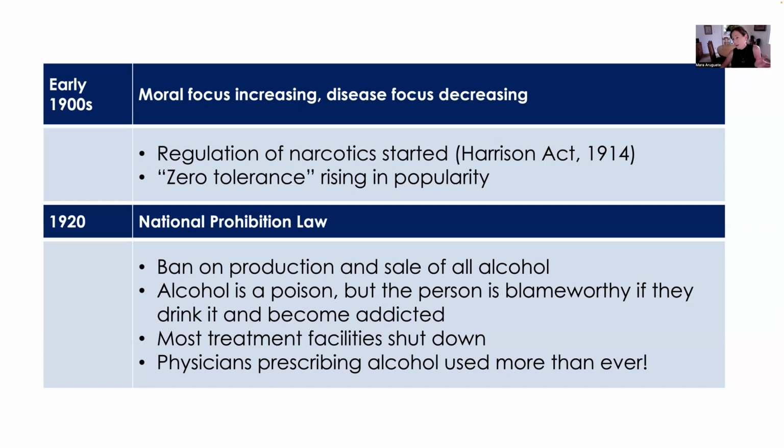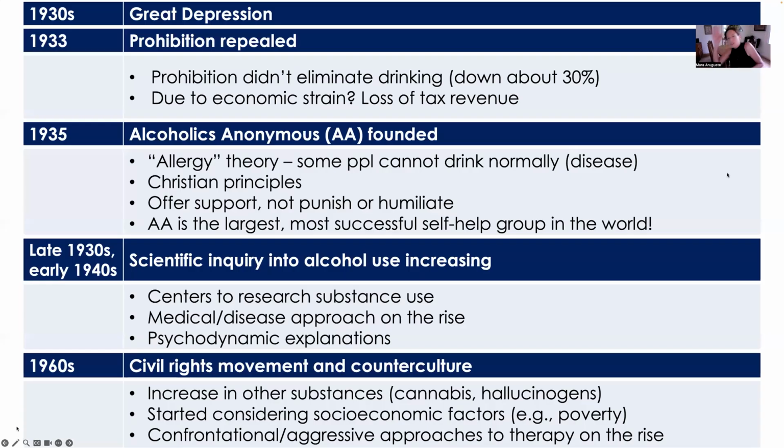At this point, no one needed any treatment facilities, right? Because alcohol is illegal. We just said, forget treatment. It doesn't work anyway. We're just going to ban all alcohol. But now, of course, people just went to the doctors and physicians started prescribing alcohol far more than they used to. And so there were ways in which people got it. And because of that, it wasn't hugely effective.